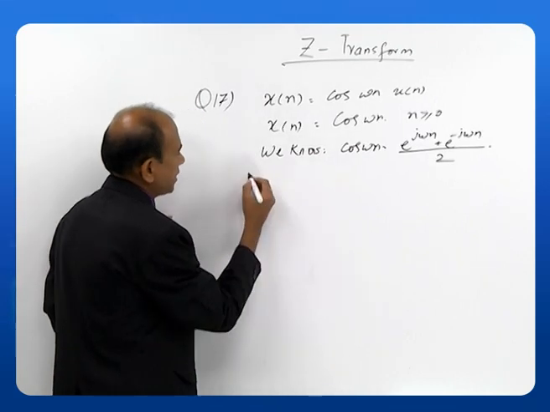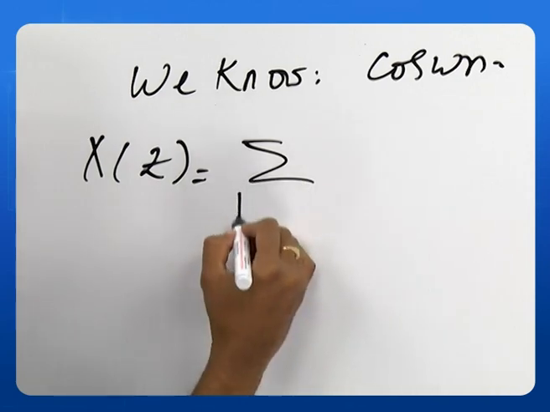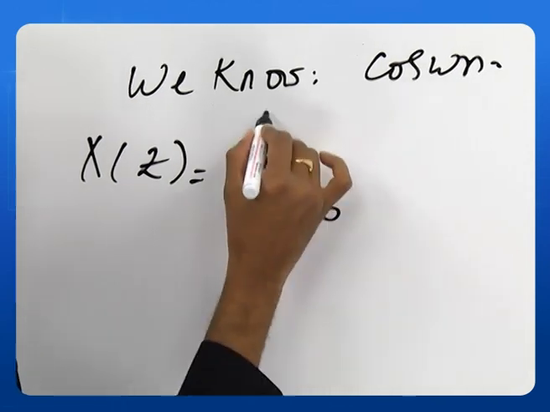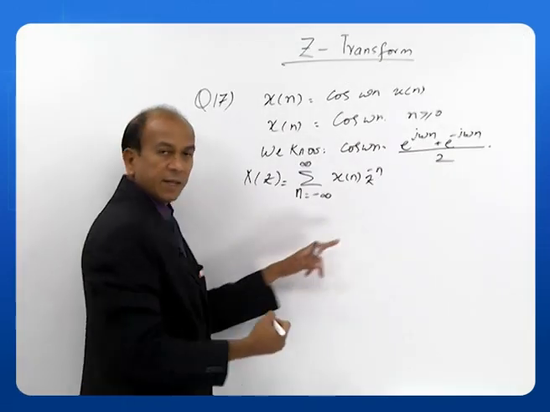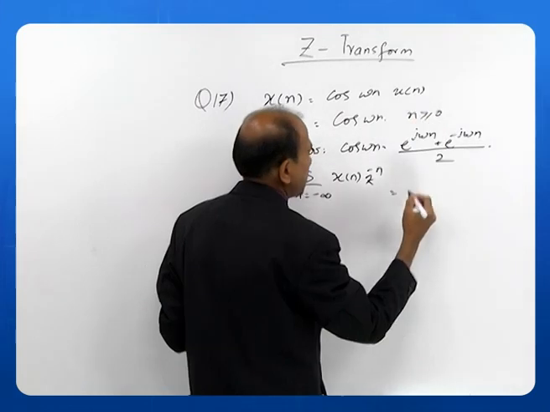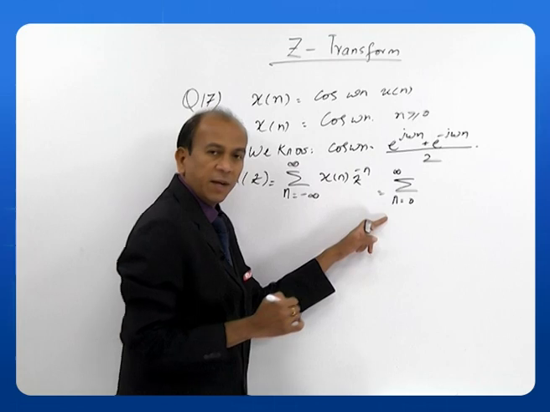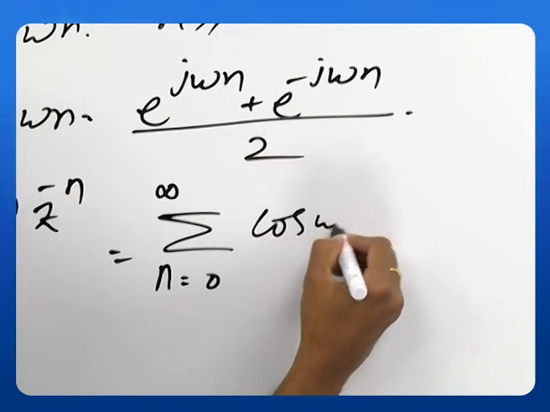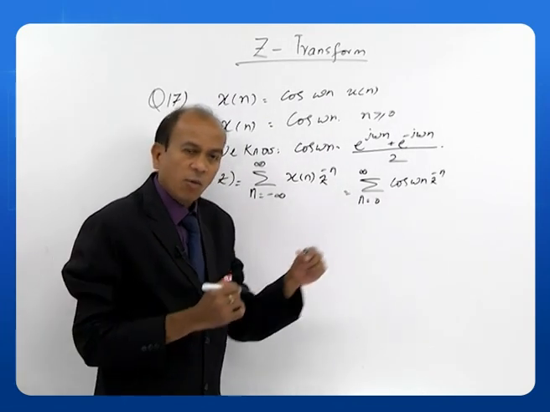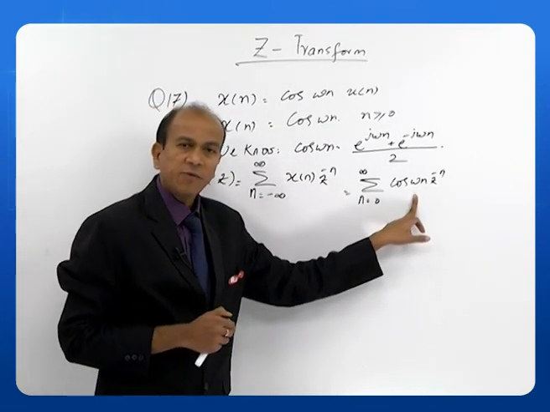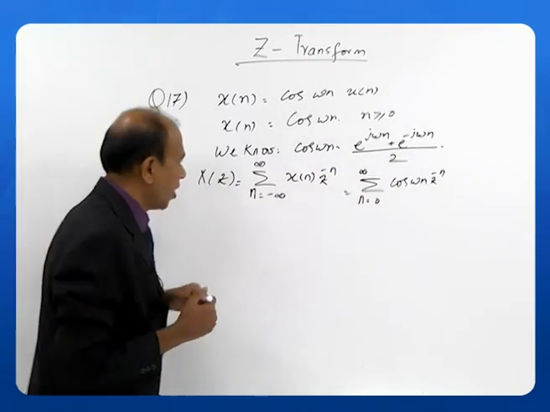The formula for us is X of z equals summation n equals minus infinity to plus infinity x of n z to the power of minus n. Because this is a unilateral function, I can write this as n equals 0 to infinity cos omega n z to the power of minus n. Let us now write cos omega n in terms of e to the power of j omega n and see what the answer will be.